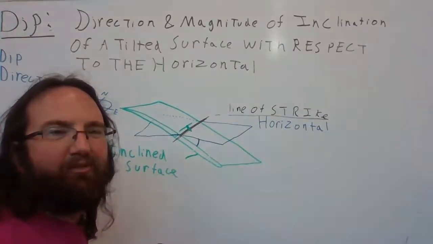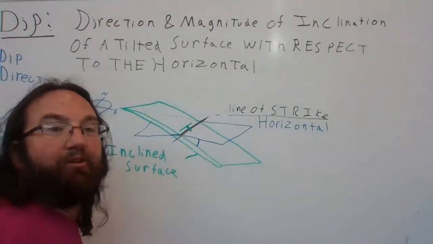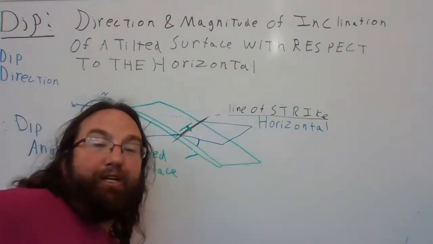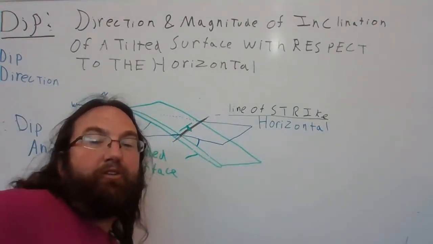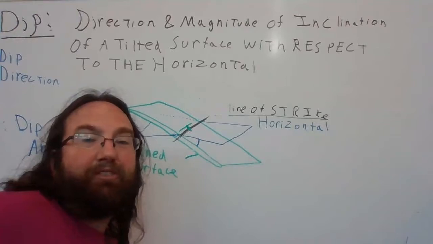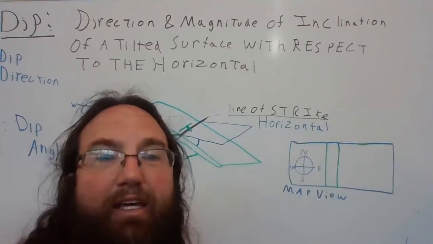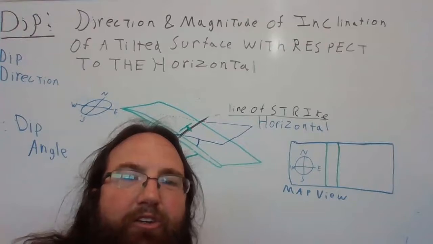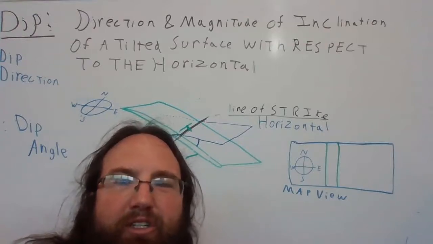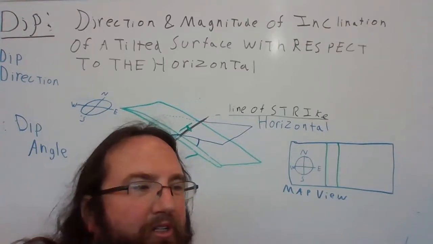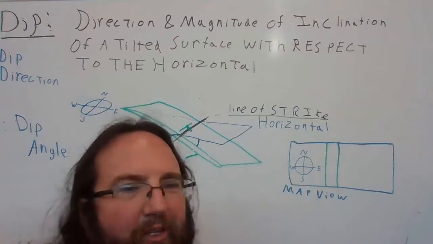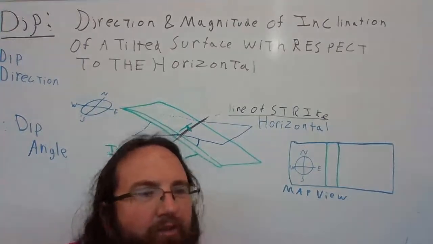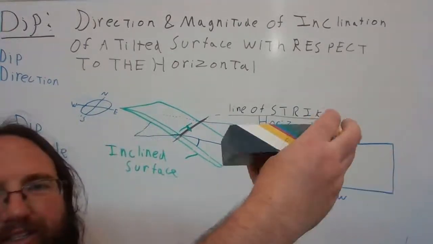Let's break down this strike and dip symbol. What we'll do now is switch to map view, and I'll break down the components of the symbol and all its various pieces. So now I've drawn a map of our outcrop. You can see this area where the green layers intersect the horizontal plane, a little green stripe on here, like this green stripe here.